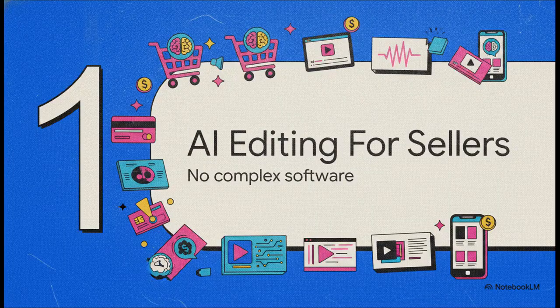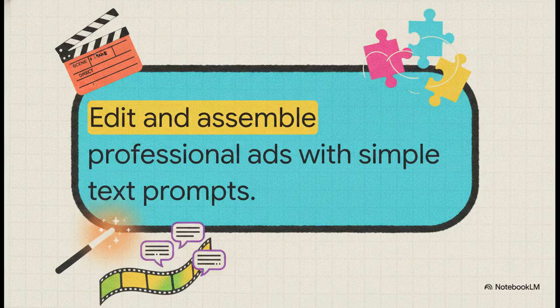All right, part 1, AI editing for online sellers. Let's talk about ditching that complex software. Now, the absolutely crucial thing to understand here is that Google Flow isn't just spitting out random, unpredictable clips, not at all. It's actually a precision tool designed specifically to edit, improve, extend, and assemble videos into a polished final asset using just simple text prompts. You aren't just rolling the dice with AI here, you are sitting right in the director's chair.